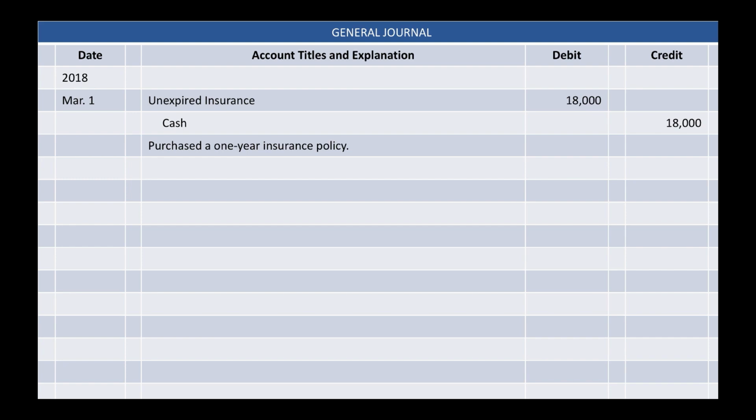Initially, costs that benefit more than one accounting period are recorded as assets. At the end of March, Overnight is going to prepare its financial statements. The costs are expensed as they are used to generate revenue. The proper adjusting entry is to debit or increase the expense account insurance expense, and to credit or decrease the asset account unexpired insurance for $1,500. Overnight will make this adjusting entry at the end of each month.